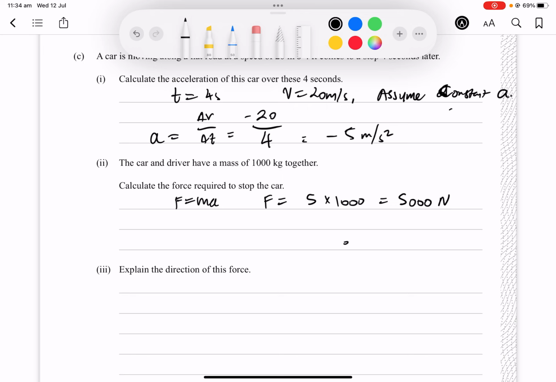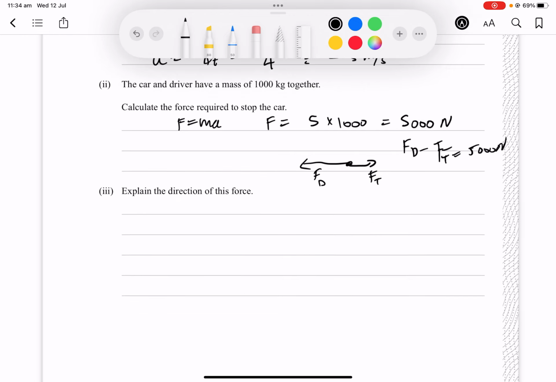So if we have the car here, there's going to be some force here, and there could be some drag forces acting in this direction. This will be the FD, and there might be some FT. So FD minus FT is going to be equal to 5,000 newtons. So the net force on the car is acting with a magnitude of 5,000 newtons in the direction it's slowing down in. So that will be the net force required to stop the car.